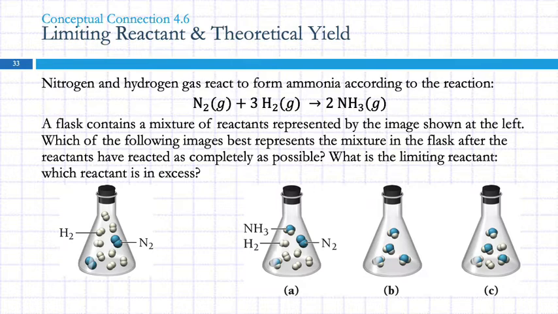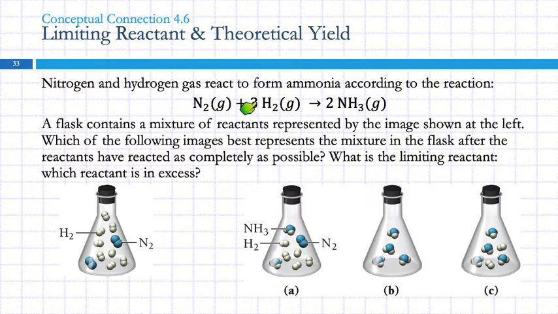These conceptual connections, in theory, have no math in them. They're conceptual, right? Nitrogen and hydrogen gas react to form ammonia according to this reaction. So we have 1 molecule of nitrogen and 3 molecules of hydrogen. So here we have a flask containing a mixture of reactants, and then we're asked which of these other flasks, A, B, or C, best represents the mixture in the flask after the reactants have reacted as completely as possible. What's the limiting reactant? Which reactant is in excess?